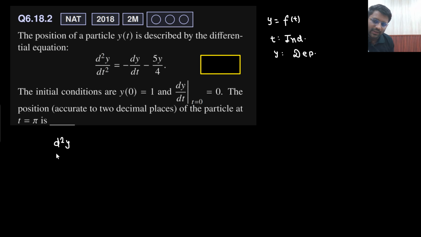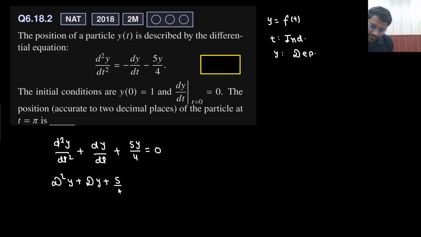So d2y by dt square plus dy by dt plus 5y by 4 equals to 0. This can be replaced as d square y plus dy plus 5 by 4 y. Basically we are more comfortable with x. Now they have just changed the variable, nothing else.